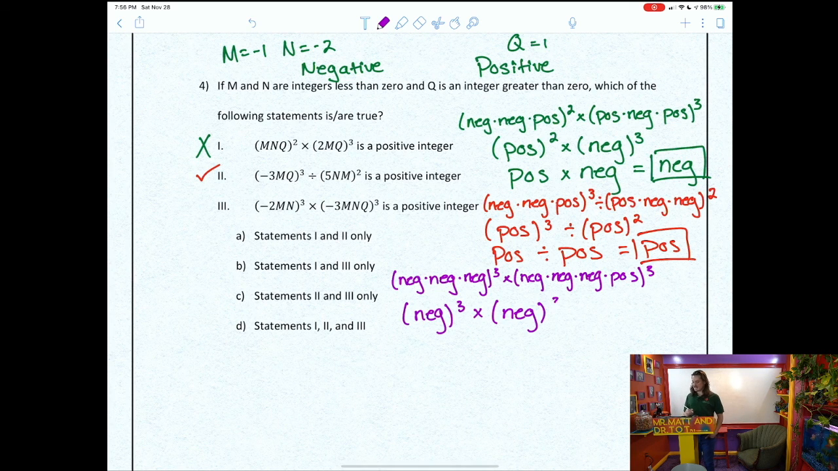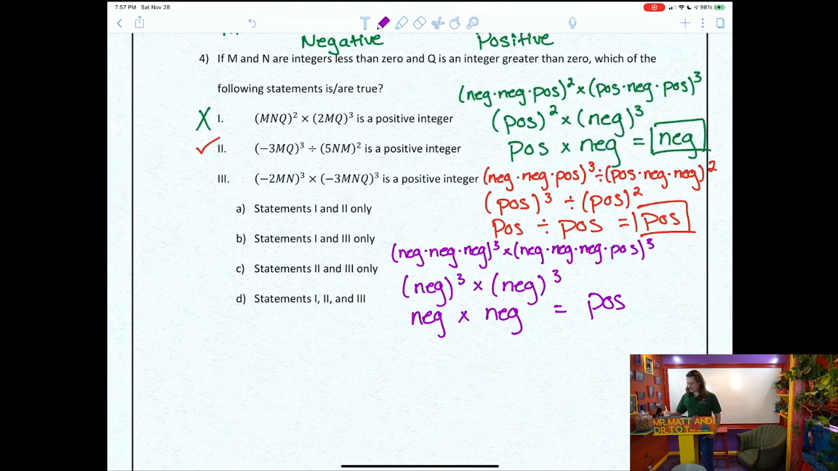Remember, if we raise anything to an odd power, if it's negative at first, it's still going to be negative at the end of the exponentiation. So a negative value cubed is still going to be negative. However, a negative times a negative is going to turn positive. So statement 3 is true. So our answer here is going to be statements 2 and 3 only, which is answer selection C.